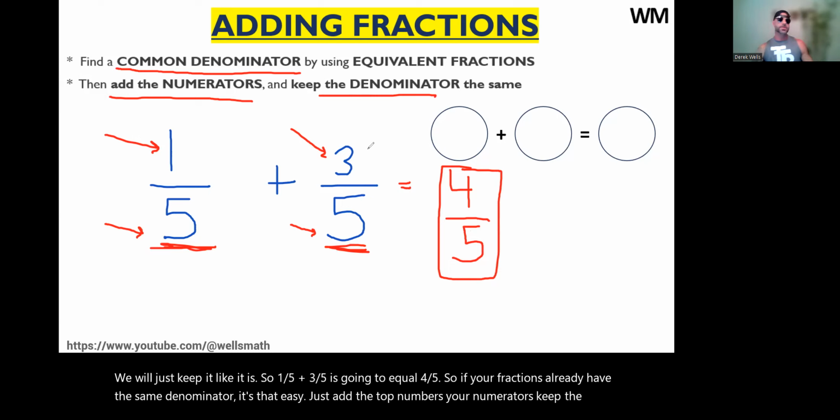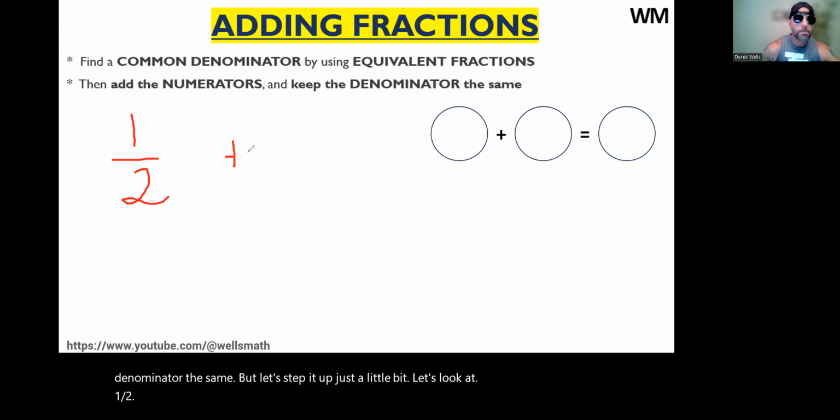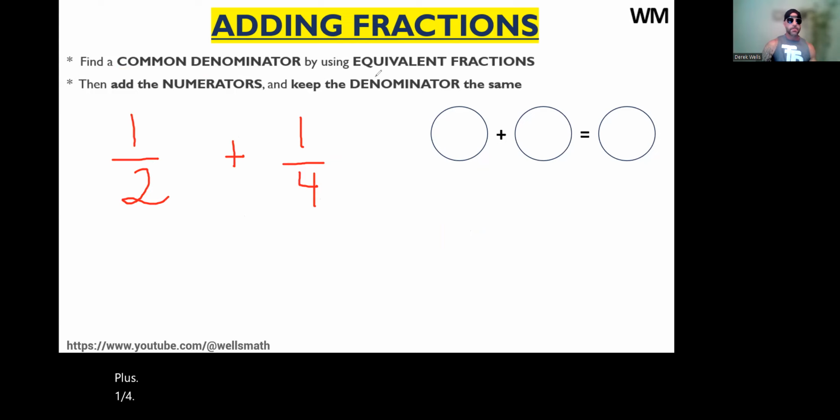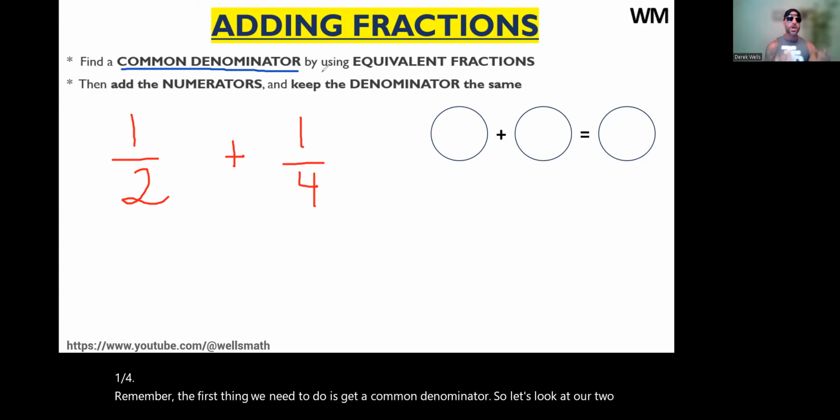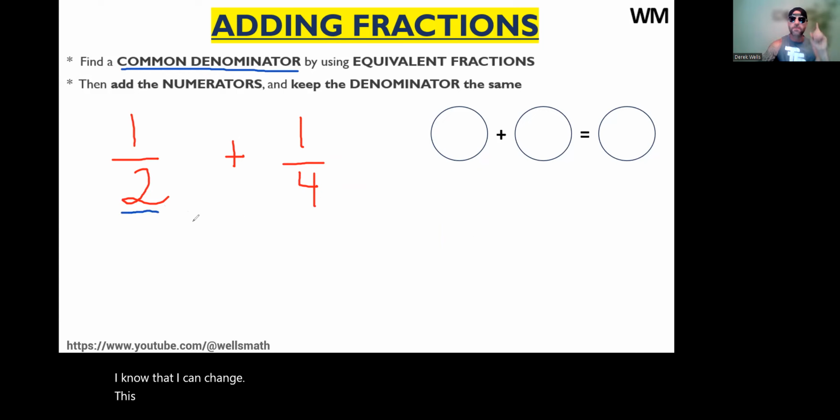But let's step it up just a little bit. Let's look at 1/2 plus 1/4. Now remember, first thing we need to do is get a common denominator. So let's look at our two bottom numbers, the 2 and the 4. And I see a really good relationship between a 2 and a 4. I know that I can change this 2 into a 4 if I multiply times 2.